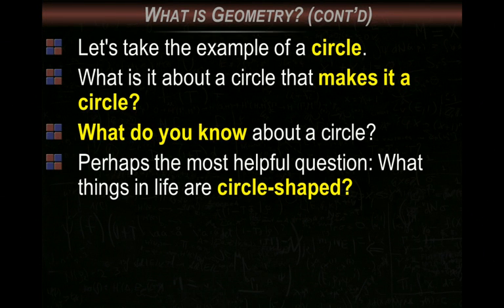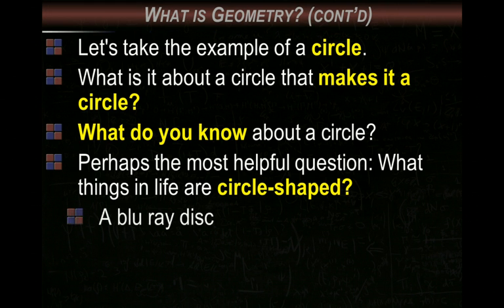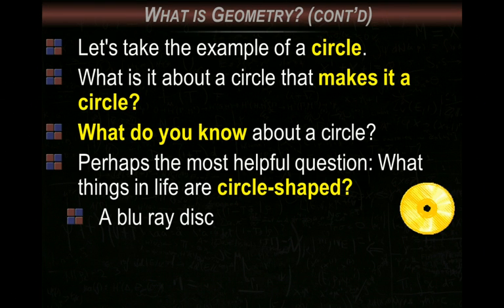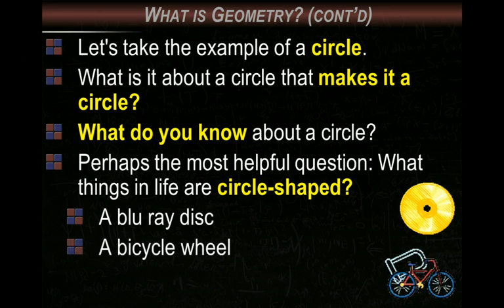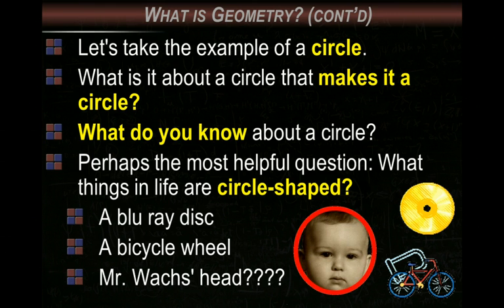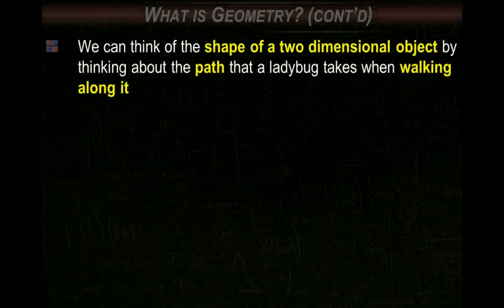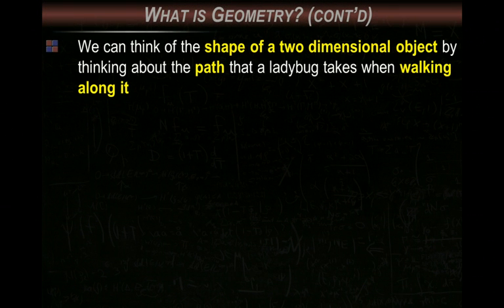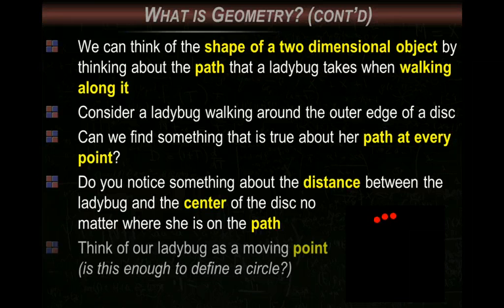So when you thought about circle, maybe you thought of circle-shaped objects. So let me give you a couple. A Blu-ray, circle-shaped. A bicycle wheel, circle-shaped. My baby picture, circle-shaped. My head is fairly circle-shaped, you just ask anyone. If you think of the shape of a two-dimensional object, maybe another way you could think of it is, what if a ladybug walked along the edge of it? What if a ladybug walked along the edge of, for example, this stool right here? Or the outer edge of a Blu-ray disc.